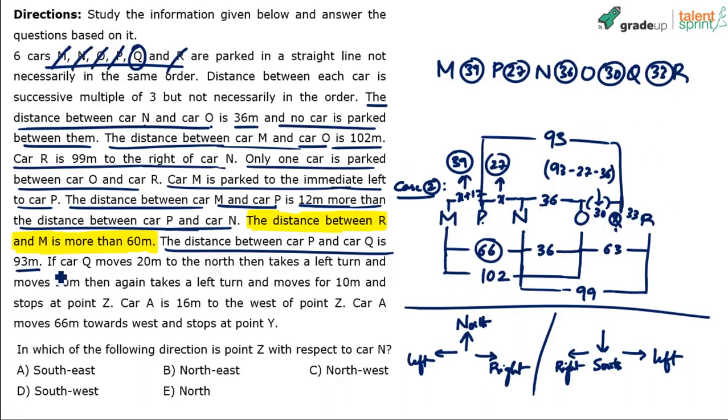Now look at the next point. It says if car Q moves 20 meters to the north and then takes a left turn. Q moves 20 meters to the north, right? Q is going to the north. How much? 20 meters. And takes a left turn. Left turn is this side, right? So it moves 20 meters to the north, takes a left turn and moves 50 meters. Then again takes a left turn. So it now moves 50 meters. If it moves 50 meters, where will it come? It will come somewhere between N and O. Yes or no? 30 is this, 20 somewhere between N and O, right?